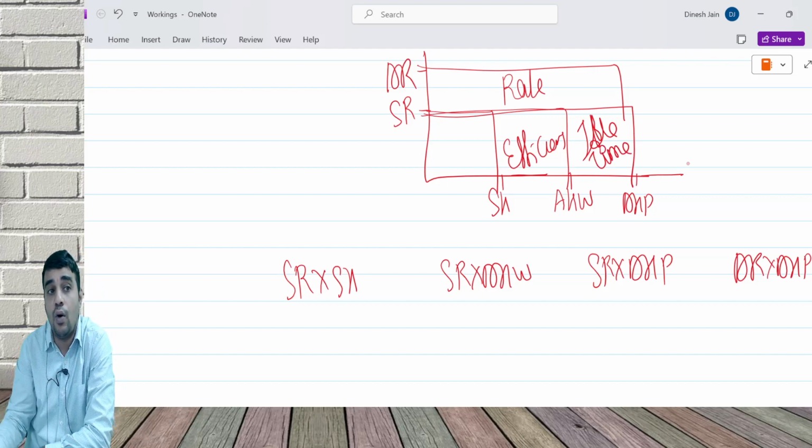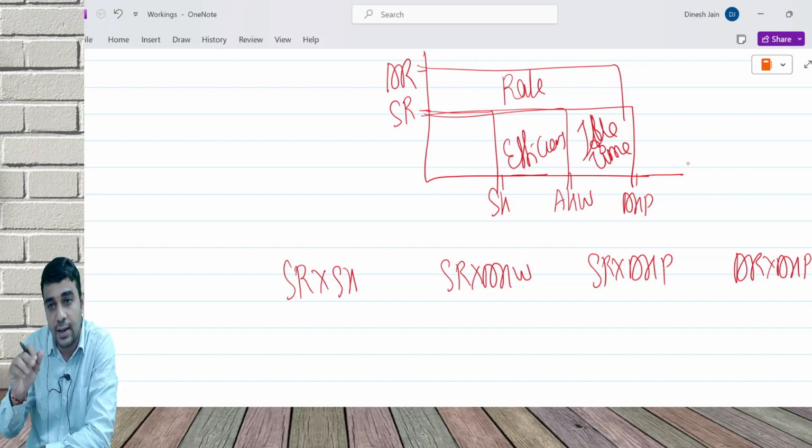Idle time variance will always be adverse. You cannot say there is a favorable idle time variance. There cannot be a possibility of a favorable idle time variance. Tell me the formula for labor efficiency variance. Look at the chart. SR into SH minus SR into AHW. Labor idle time variance: SR into AHW minus SR into AHP. Labor rate variance: SR into AHP minus AR into AHP.